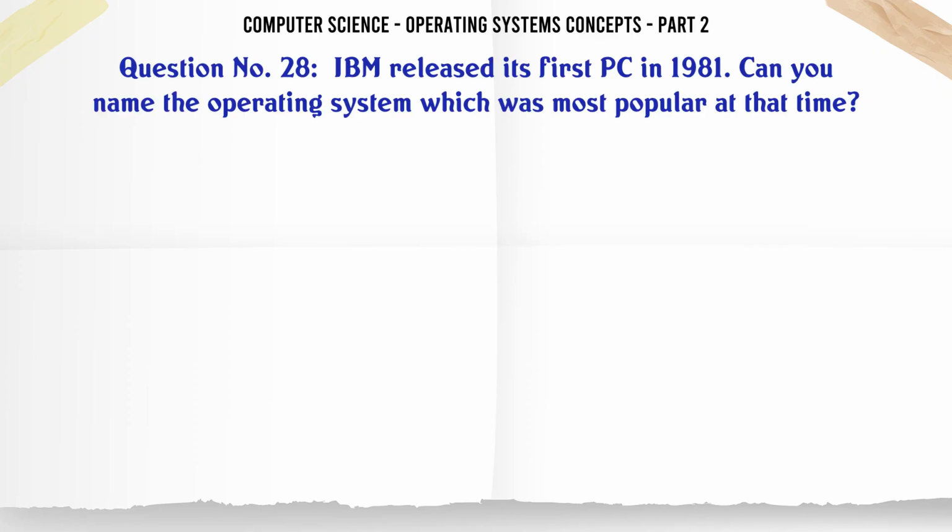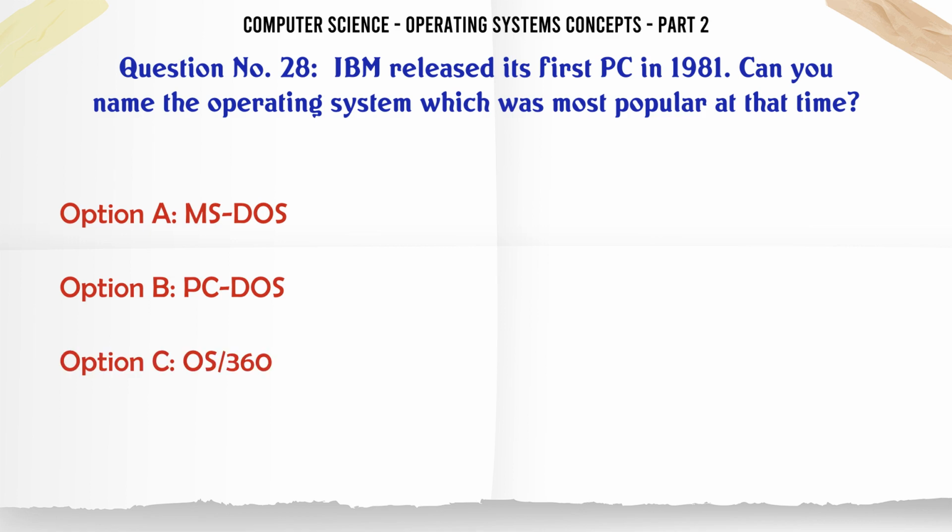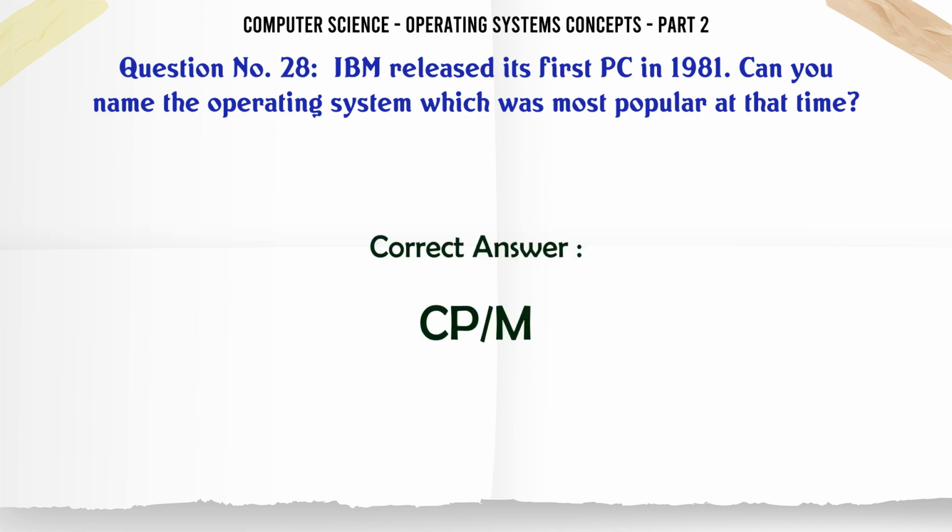IBM released its first PC in 1981. Can you name the operating system which was most popular at that time? A. MS-DOS, B. PC-DOS, C. OS 360, D. CP/M. The correct answer is CP/M.